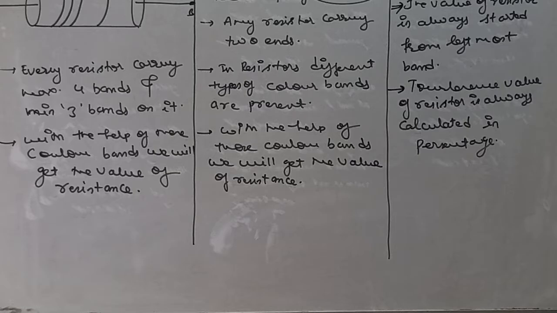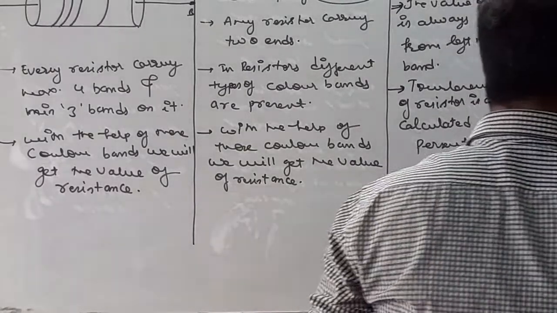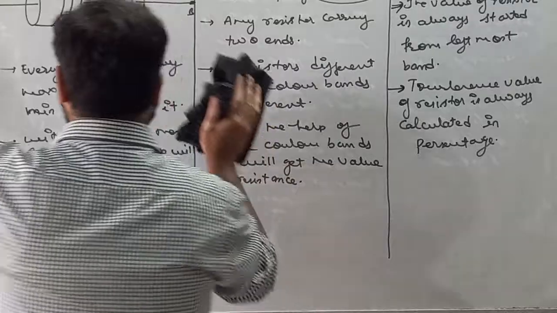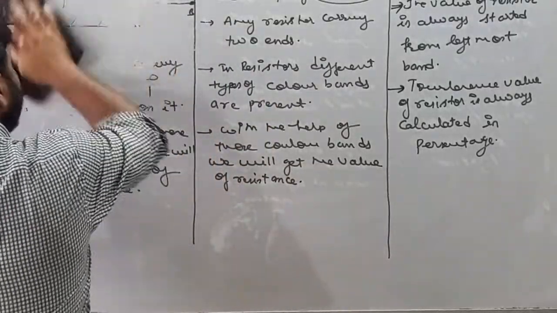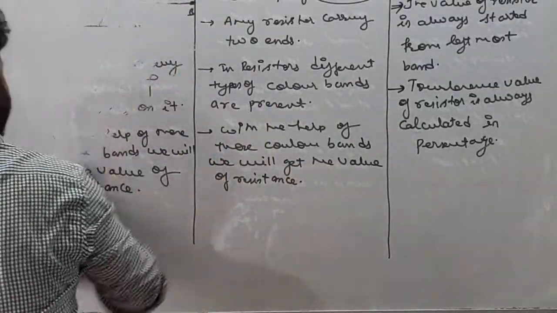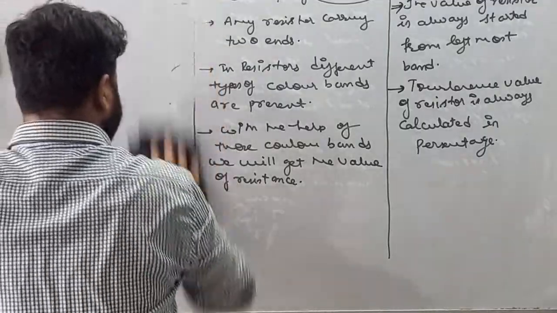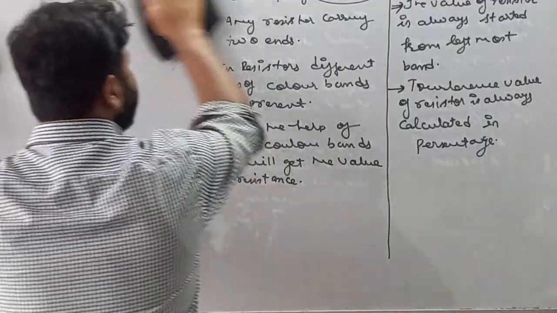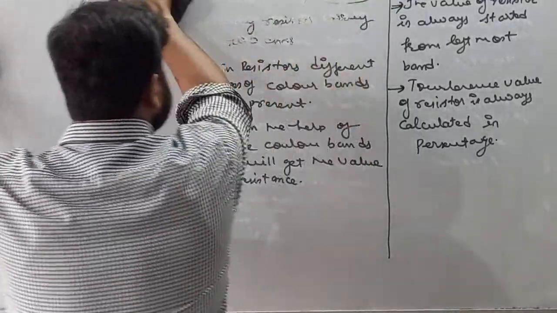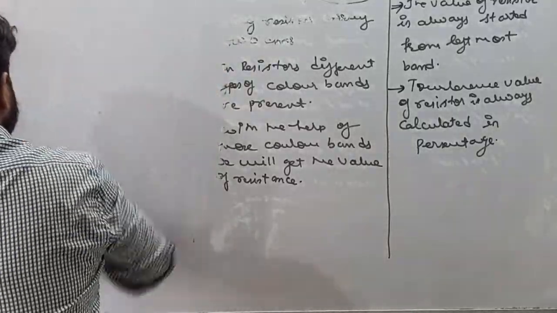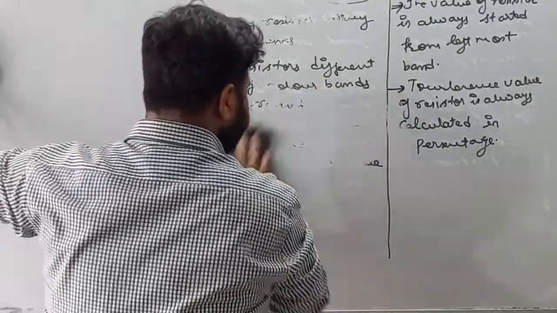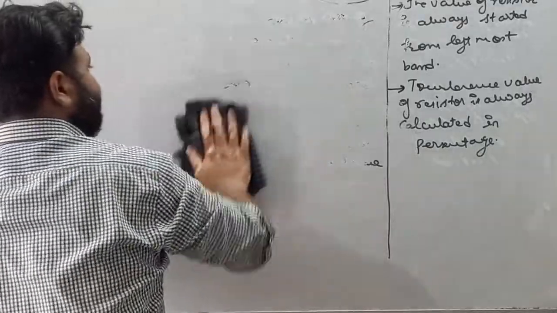Dear students, check out how we'll find the value of resistance through color coding. Remember, digit 1, digit 2, multiplier, and the fourth is your tolerance value. So for finding the value of resistance, you have to learn a table.